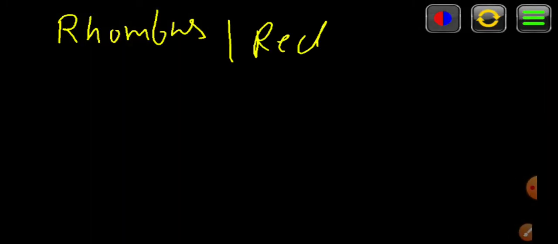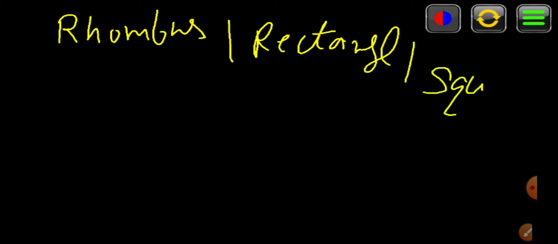Hello children, yesterday we discussed three types of quadrilateral in which we discussed parallelogram properties thoroughly. Now we will discuss rhombus, then rectangle and then square. So first of all, what is meant by rhombus?